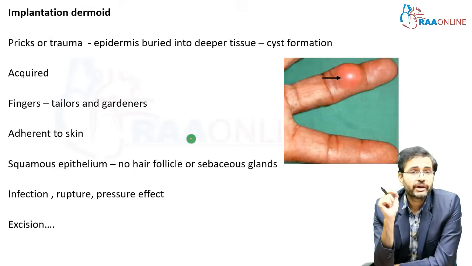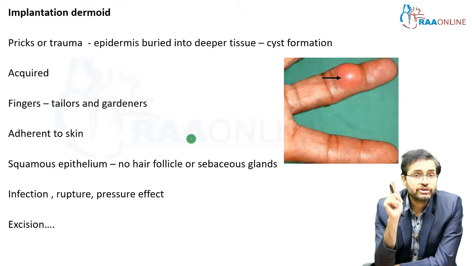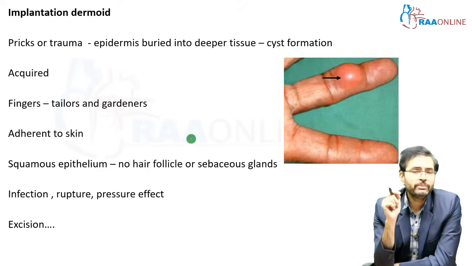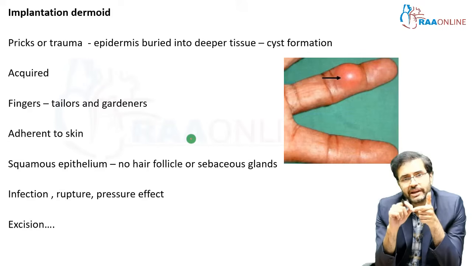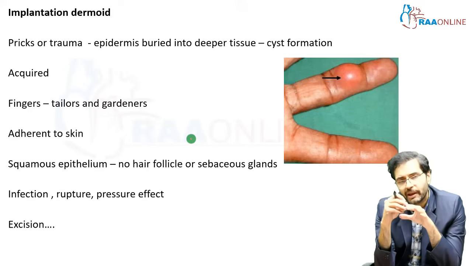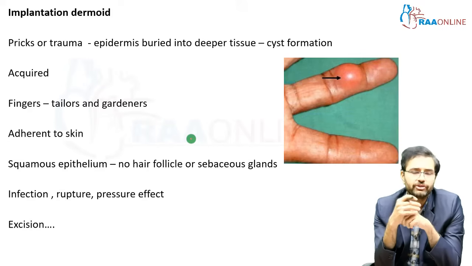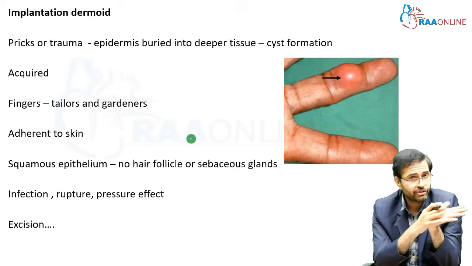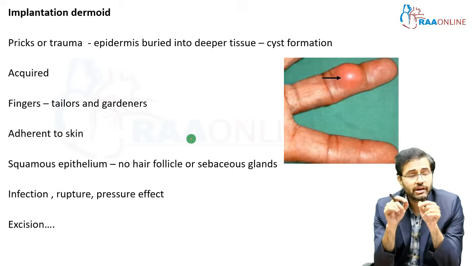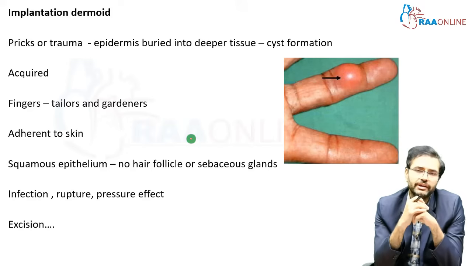Third type of dermoid is an implantation dermoid. Implantation dermoids are usually traumatic in origin. Commonly, there will be a prick or trauma wherein the epidermis is buried into deeper tissue, gets embedded there, and there is a cyst formation. It is acquired in nature when compared to a sequestration dermoid, which is congenital. Here, implantation dermoid is acquired.